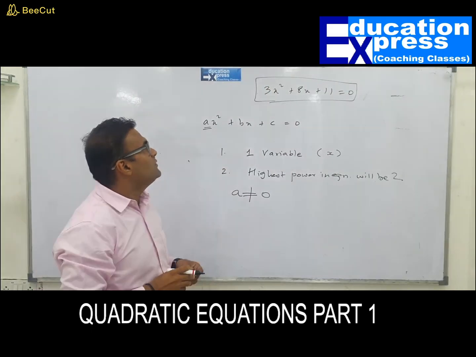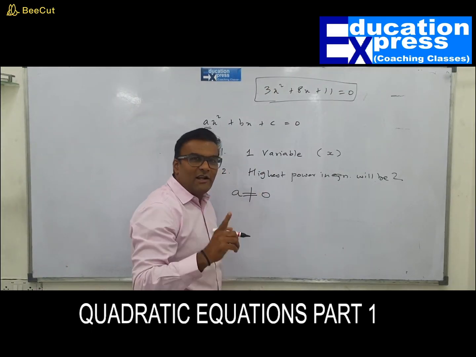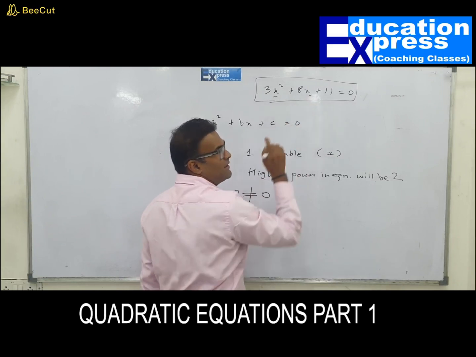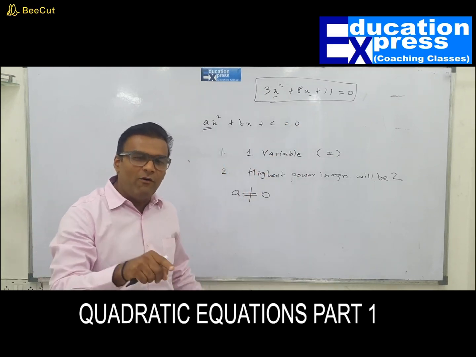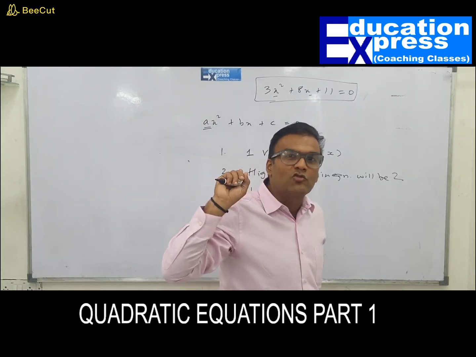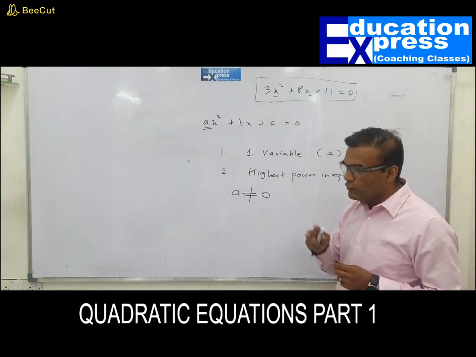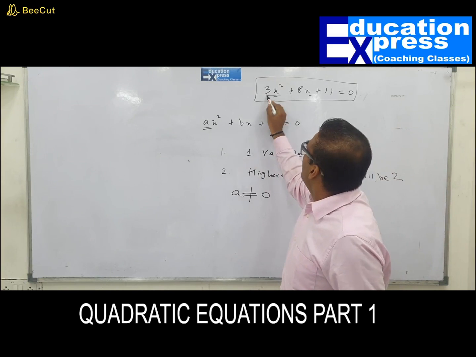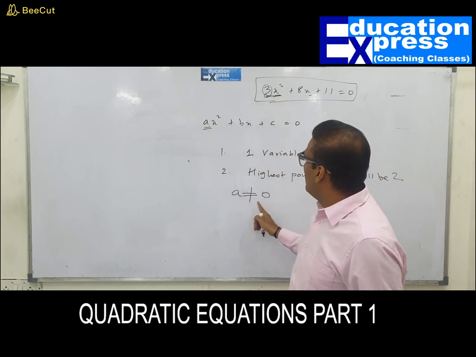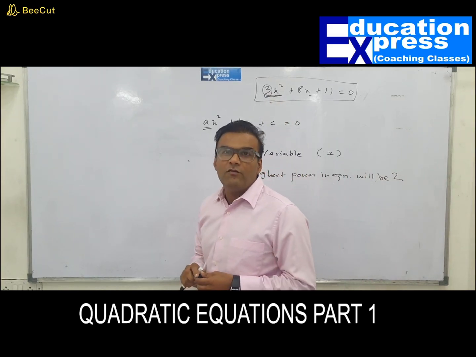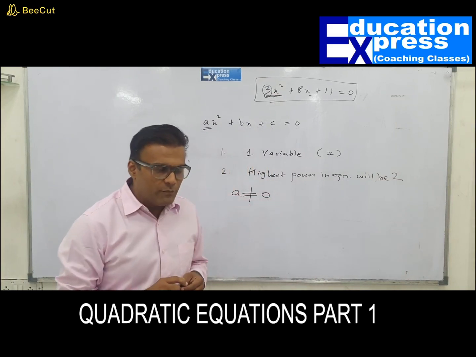Look at the equation. How many variables does it contain? Sir, just one variable, that is x. What is the highest power of the equation? Sir, x square, because we have 3x square. So highest power is x square, that is 2. And finally, in 3x square, 3 is not equal to 0. These are some of the features of quadratic equation.